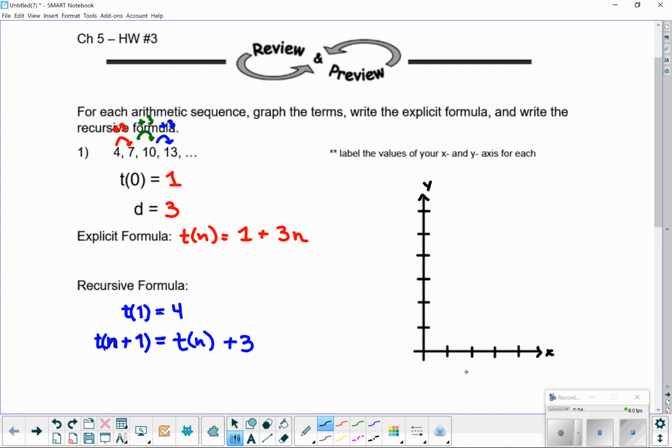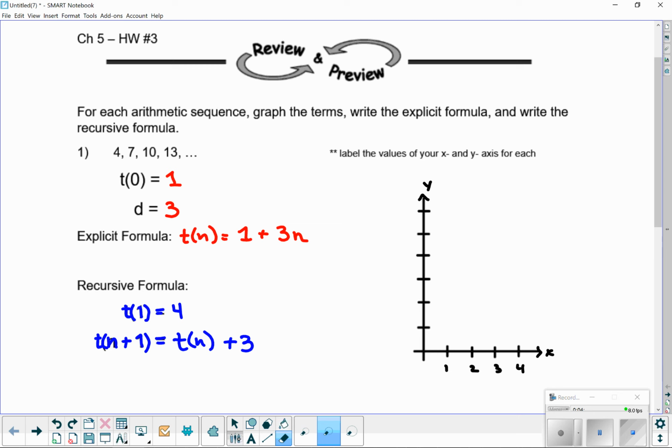I will start with the x-axis. The x-axis is easy to label because it's just 1, 2, 3, 4, 5, all that stuff. This is just your term number. Now, if you look at your y's, or your terms, they go all the way up to 13, and that's for term 4.